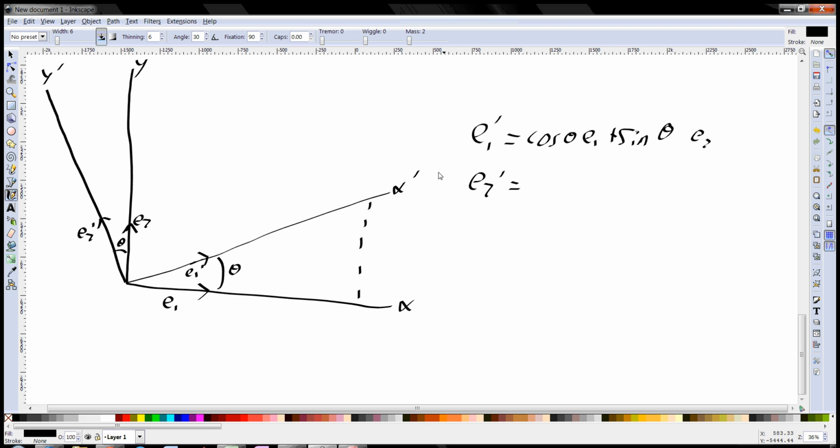Now moving on to the equation for E2 prime, the x distance is now the side opposite this angle, so we're going to need to use sine theta E1 to denote it, but since it is in the negative x direction, the sign on it has to be negative. Now looking in the y direction is the adjacent side to this angle here, so we're going to denote it with cosine theta E2, and since it's in the positive y direction, the cosine is also positive.